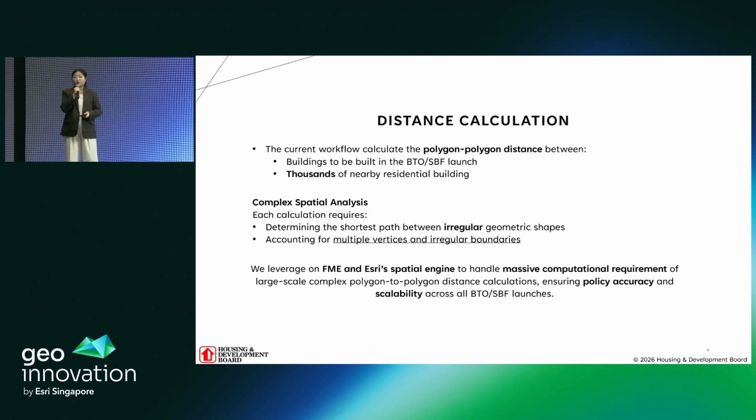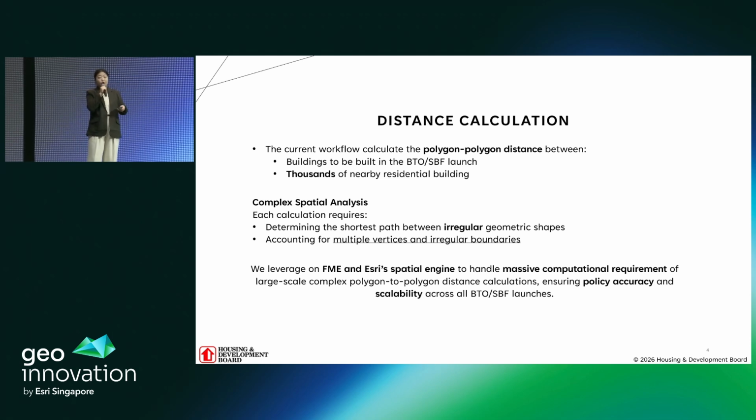From a geospatial perspective, this is not just a simple point-to-point distance calculation. We are actually using polygon-to-polygon distance calculations to calculate the distance between the buildings in BTO and SBF and the surrounding residential units. Each building has irregular geometry, multiple vertices, and complex boundaries, and we must always identify the shortest valid distance.